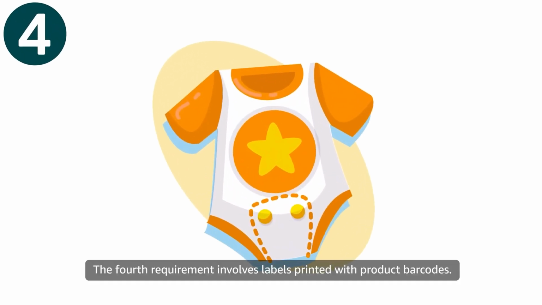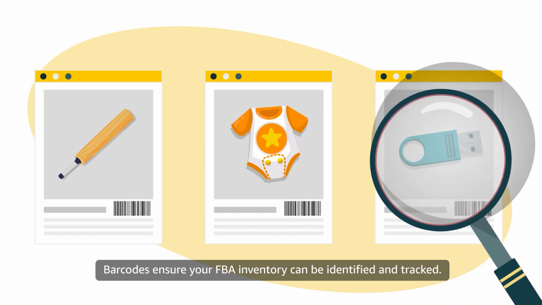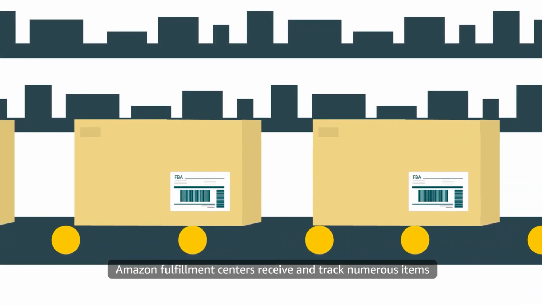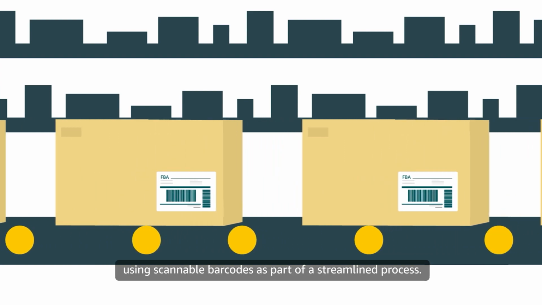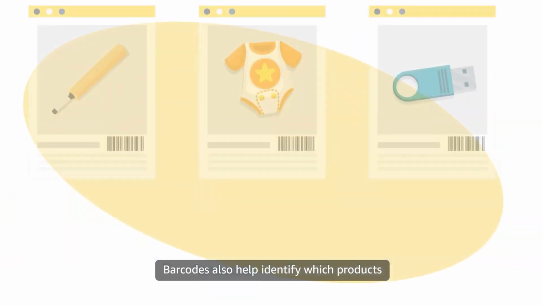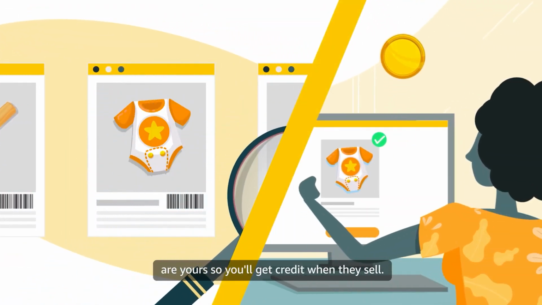The fourth requirement involves labels printed with product barcodes. Barcodes ensure your FBA inventory can be identified and tracked. Amazon fulfillment centers receive and track numerous items using scannable barcodes as part of a streamlined process. Barcodes also help identify which products are yours, so you'll get credit when they sell.